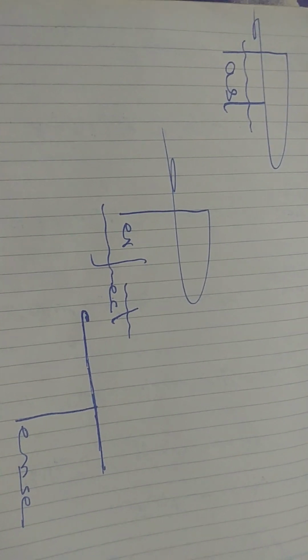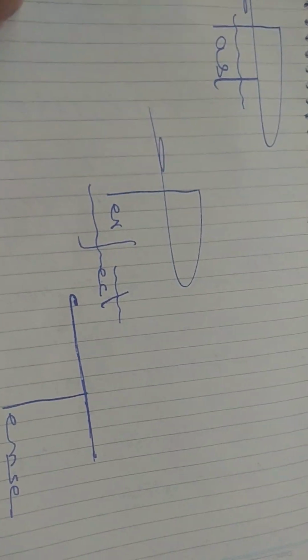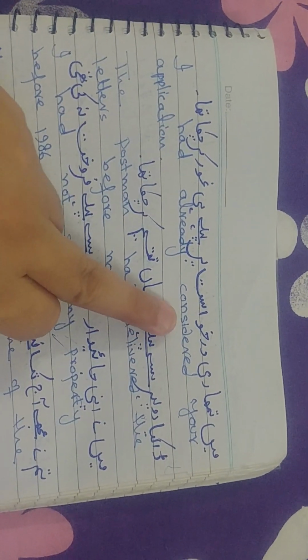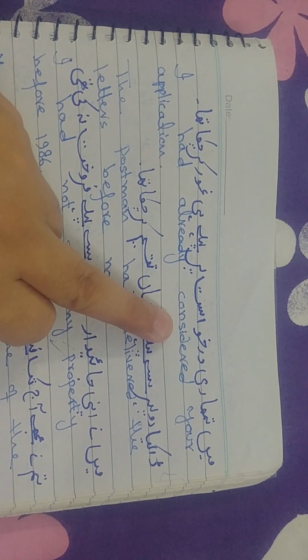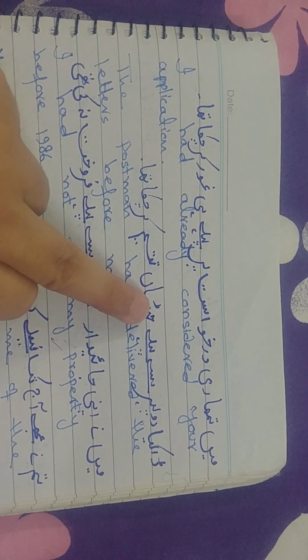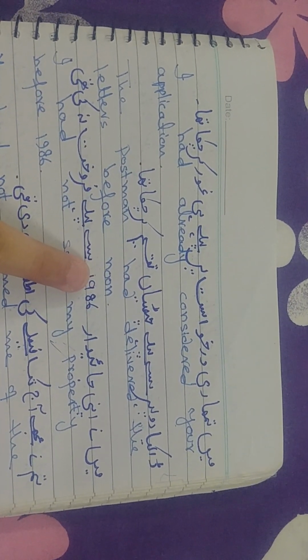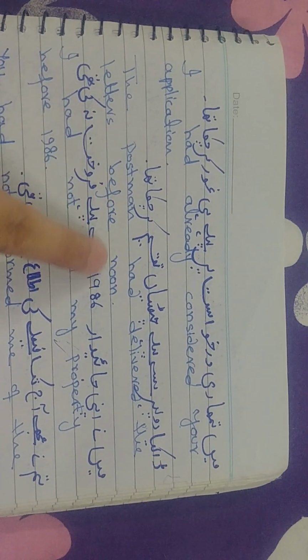Okay, let's start the exercise. Now I will show you some examples of past perfect tense. Look, I had already considered your application. In this sentence I have used had and the third form of the verb. Considered is the third form of the verb. I had already considered your application. The postman had delivered the letters before noon.